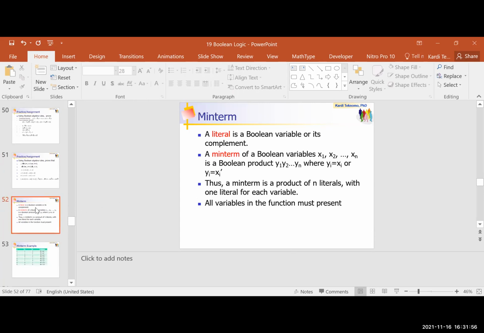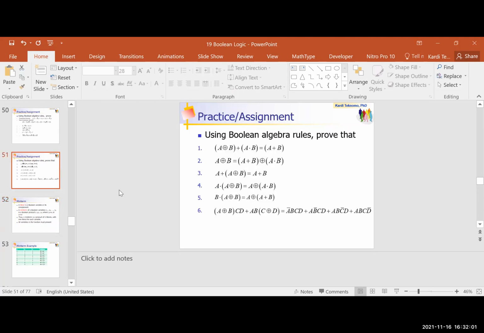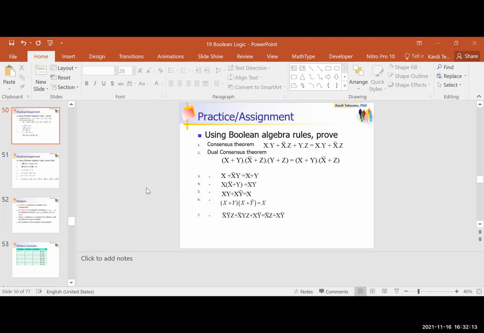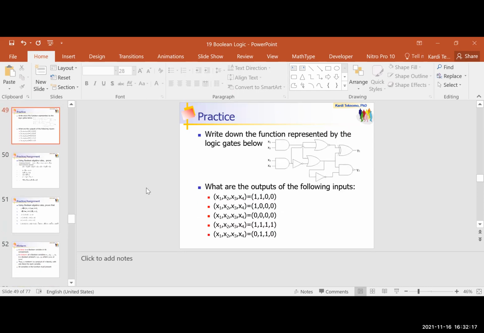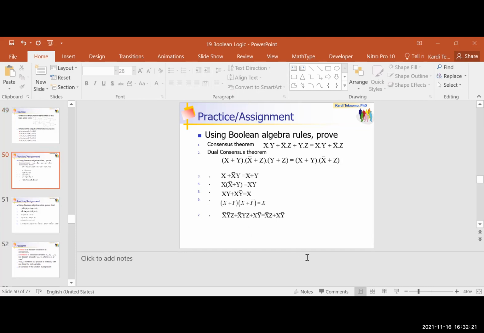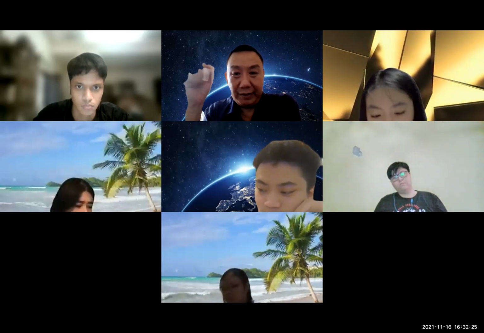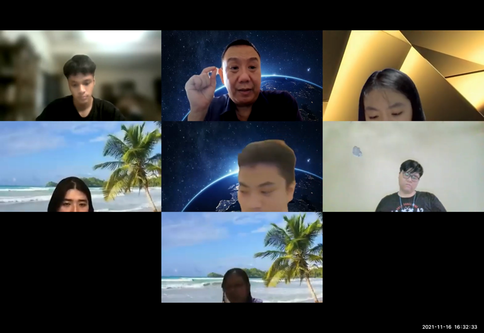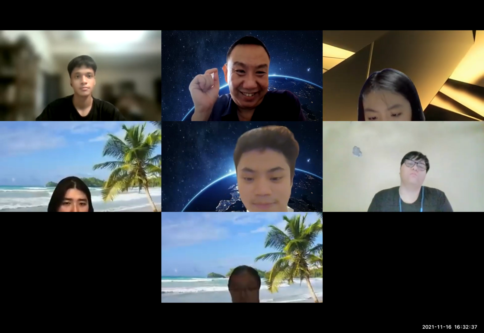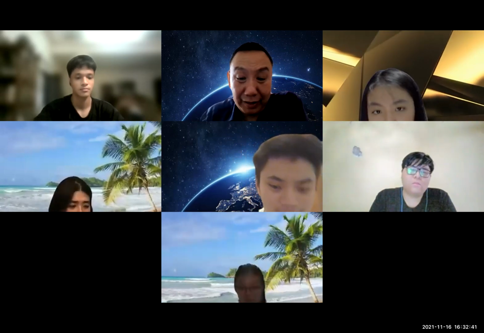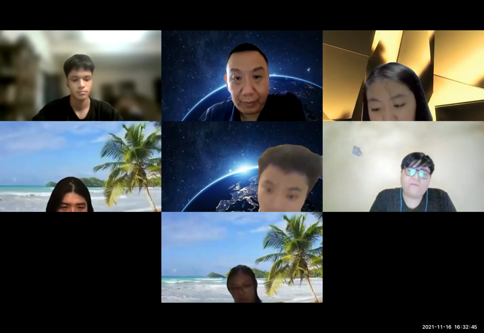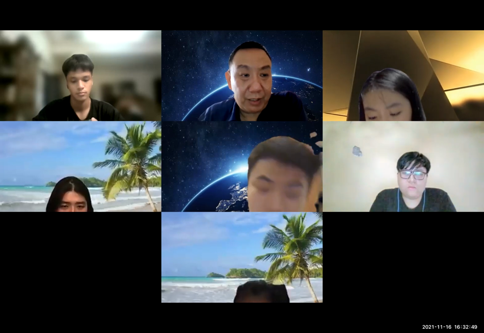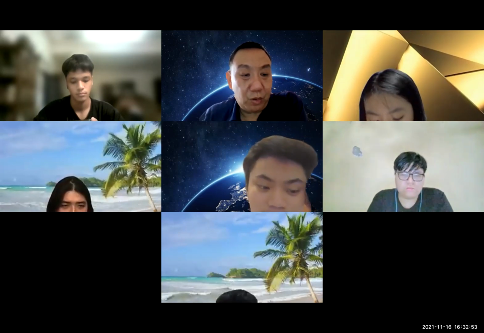So minimum literal I will not discuss. Until page 51, I will not give you an assignment, but this is part of the quiz next week. It's the same, right? So if you don't do it, you may not be able to solve it. So you practice on your own. At the beginning of the class next week, we will have a quiz on Boolean algebra only, until page 51. From 52 onward, you don't need it.